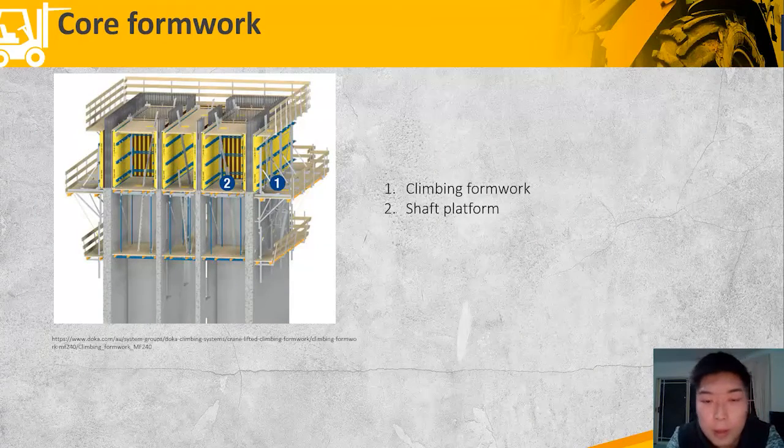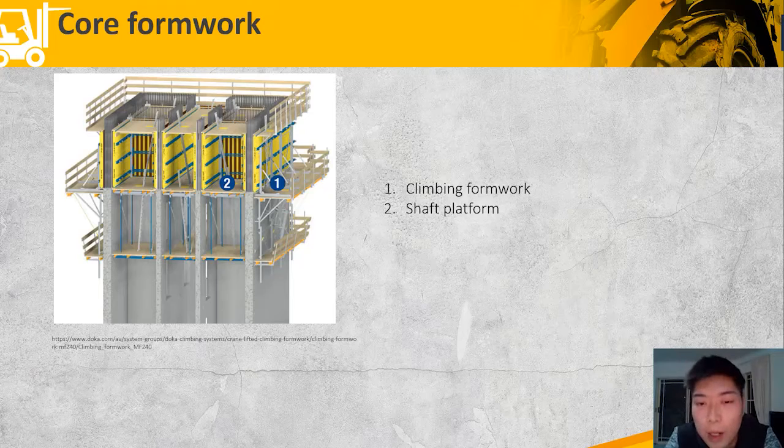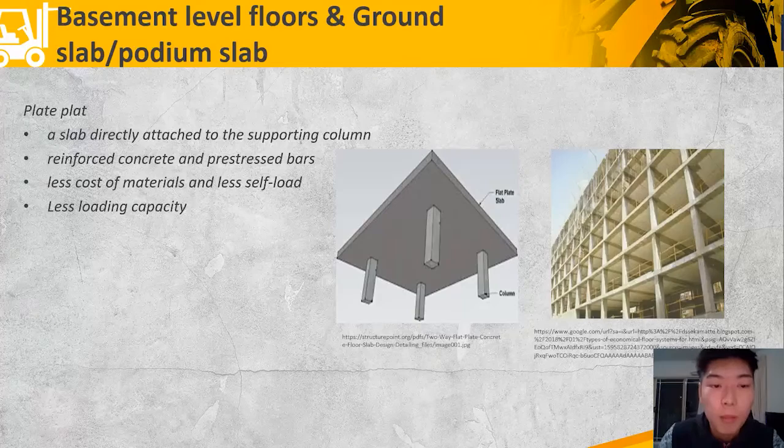The core wall is the major support of mid- and high-rise commercial buildings in Australia, and core formwork consists of climbing formwork and shaft platform.